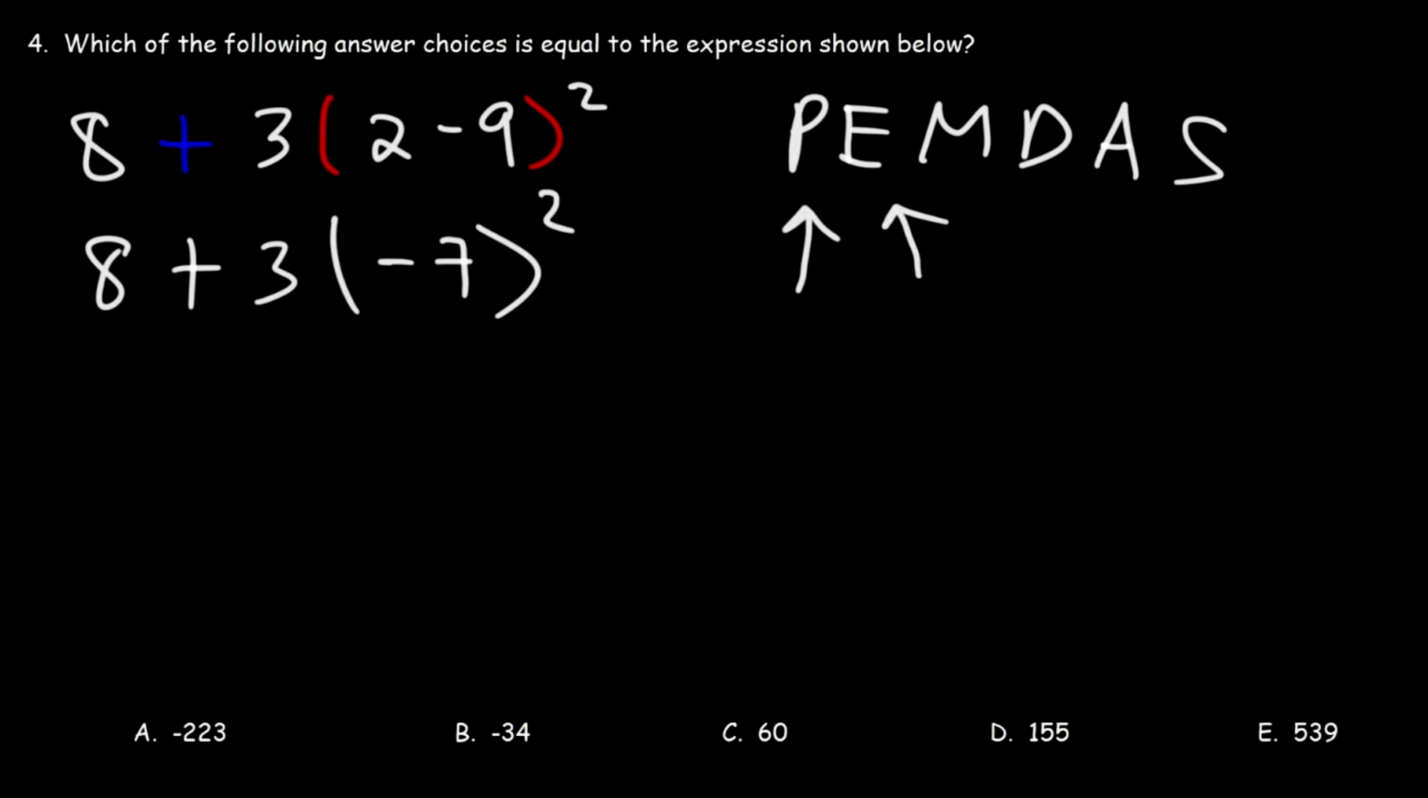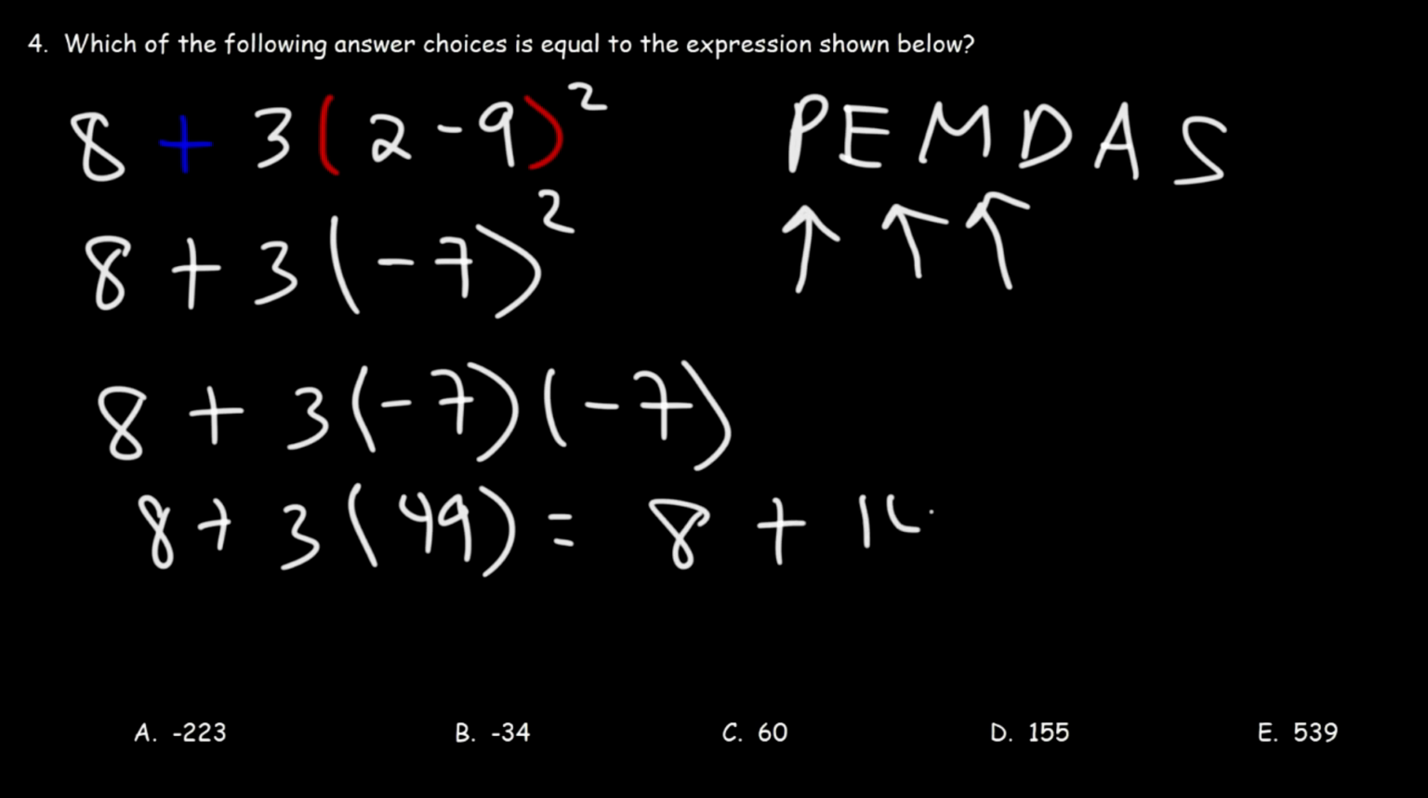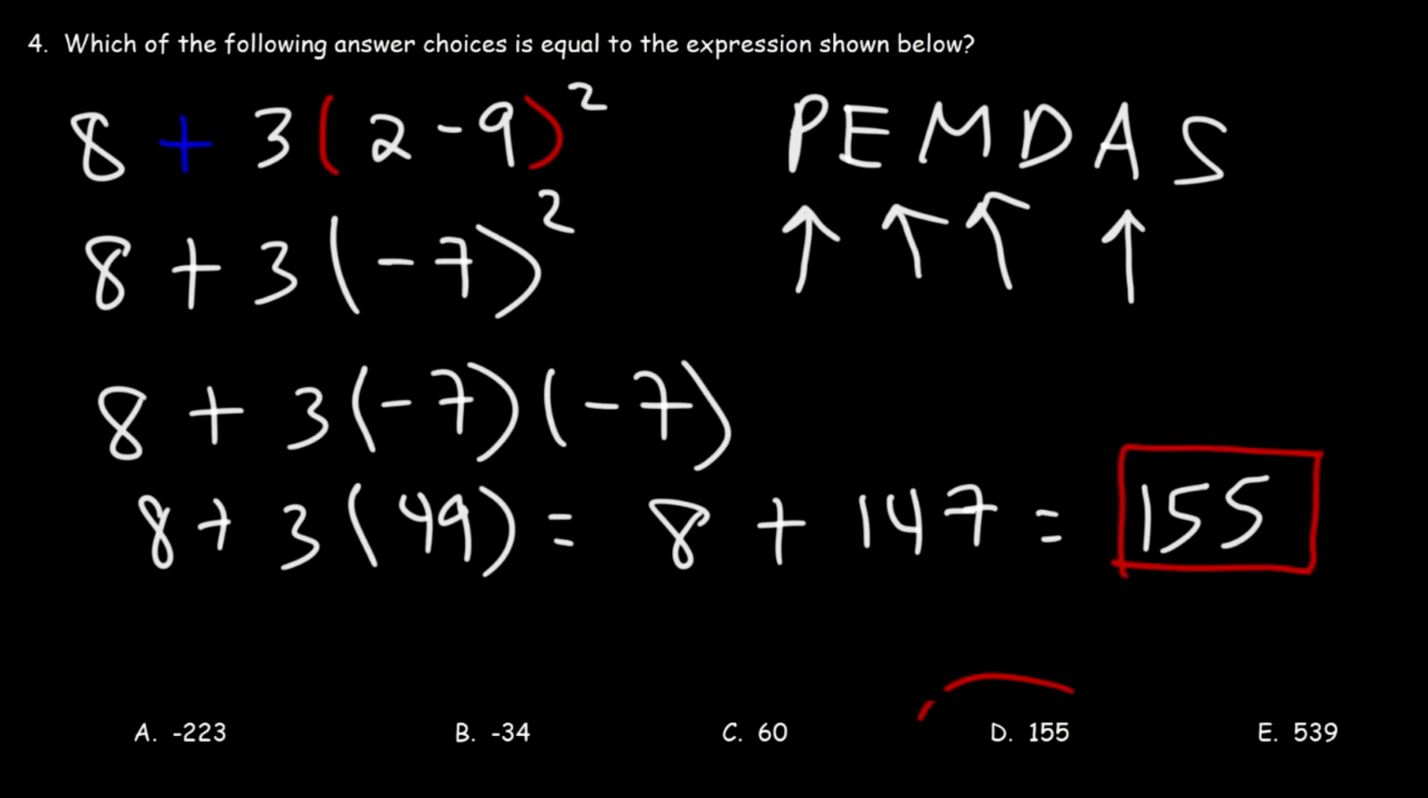Next, we need to work on the exponents. Negative 7 squared basically means that we're multiplying two negative 7s together. Next, we can work on multiplication. Negative 7 times negative 7 is positive 49. And 3 times 49, well, 3 times 50 is 150, and if you take away a 3 from that, that'll give you 147. Now the last thing we need to do is add. 8 plus 147 is 155. So this is the answer, which corresponds to answer choice D.